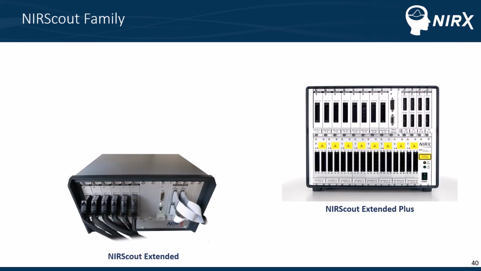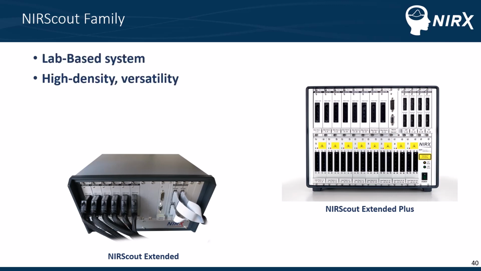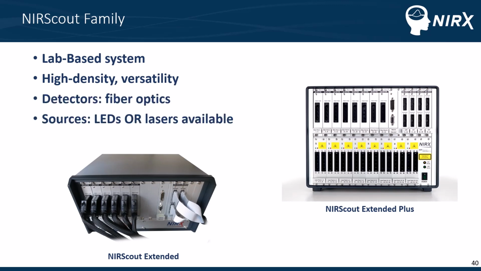Talking about the NIRScout family in a little more detail. This is our lab-based system. It allows for high density and very versatile setups. The detectors are always fiber optics, but the sources can be LEDs or laser. And high sensitivity avalanche photodiodes, also known as APD detectors, are available.